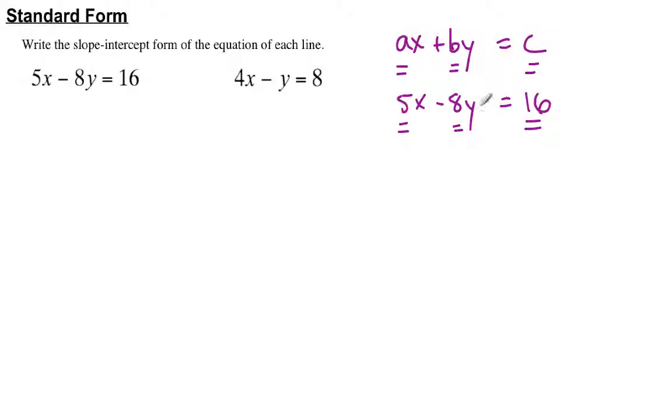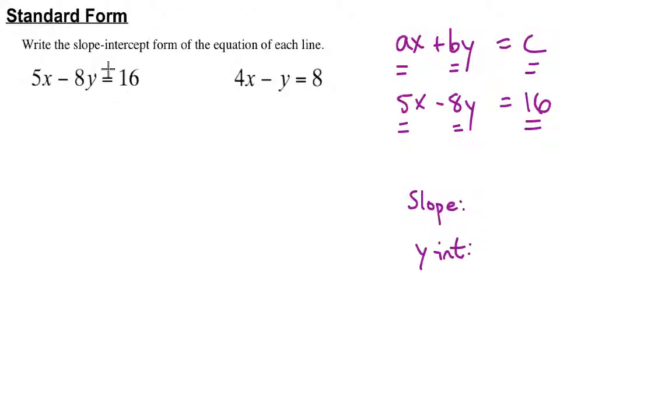What we want to do is transform these into something that we understand. So we want to find the slope and we want to find the y-intercept. If you look at this equation, 5x minus 8y equals 16, do you see the slope? And do you see the y-intercept? Maybe, but we have to do some work to make it clear. So what we want to do here is solve for y.